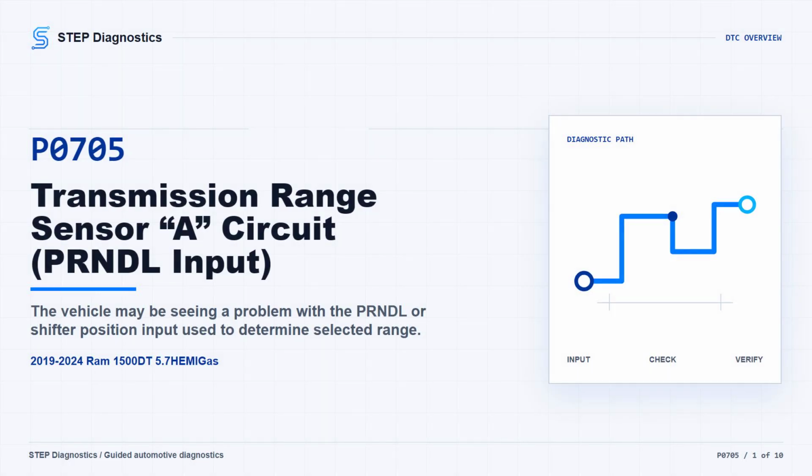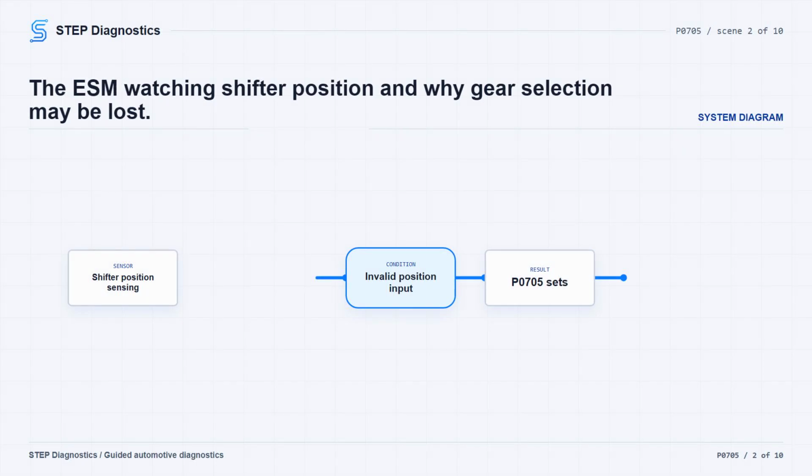On this Ram 1500, P0705 is for the transmission range, or PRNDL, input. In plain terms, the electronic shift module may not be seeing a valid shifter position signal. The vehicle may lose normal gear selection when this fault is active.